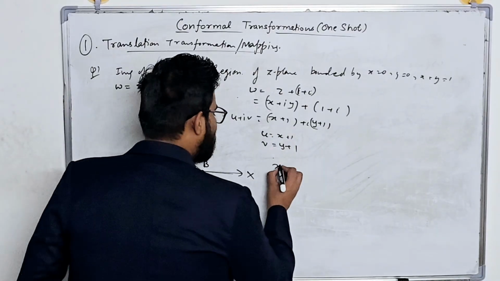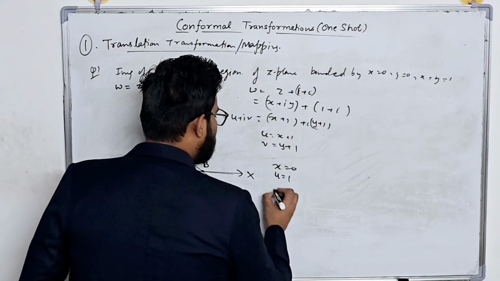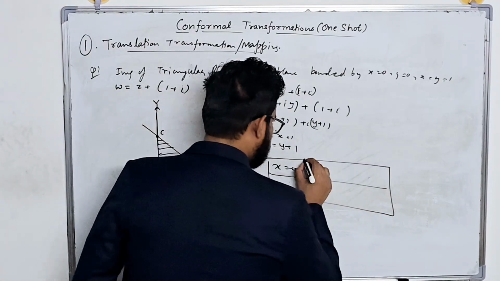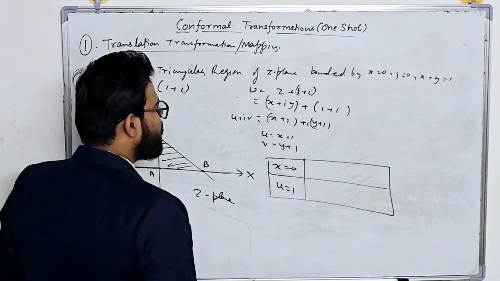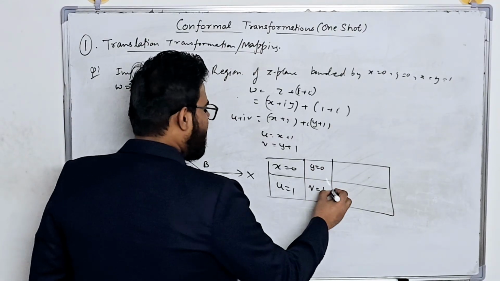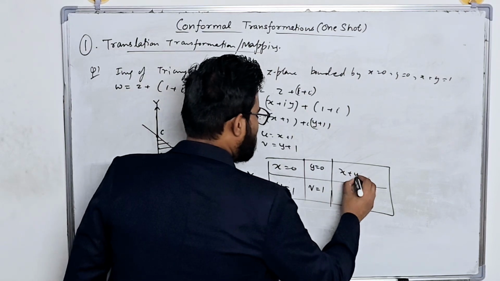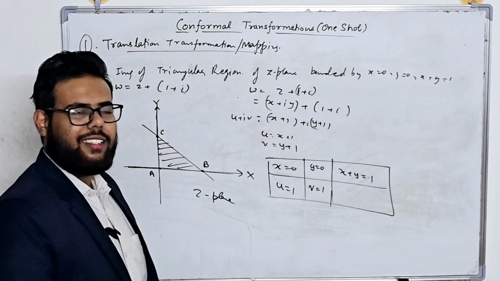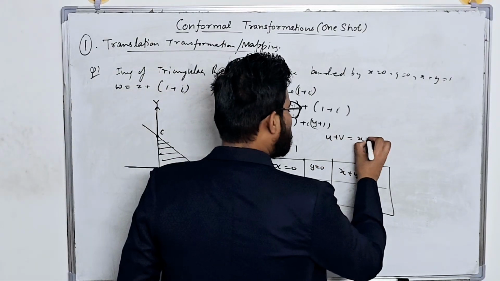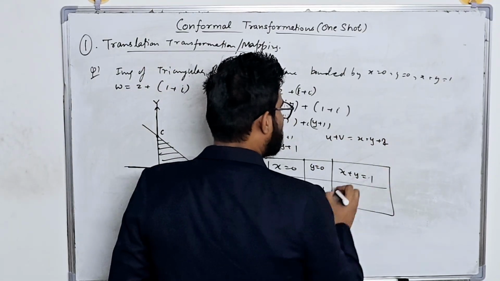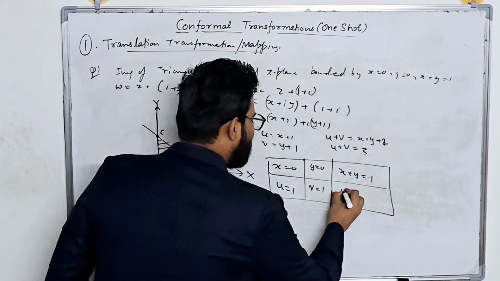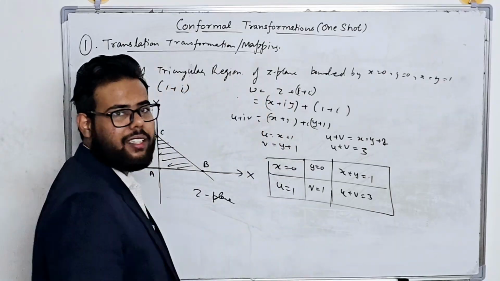Well, first of all, let's use x is equal to 0, then we will have u is equal to 1. Okay, u is equal to 1, and when y is equal to 0, we have v is equal to 1, right? Now when x plus y is equal to 1, then what will we have? Well, just add these two equations. What you will get? You will have u plus v is equal to x plus y plus 2, sorry. Hence u plus v is equal to 1 plus 2, that is 3. Hence u plus v is equal to 3, right?